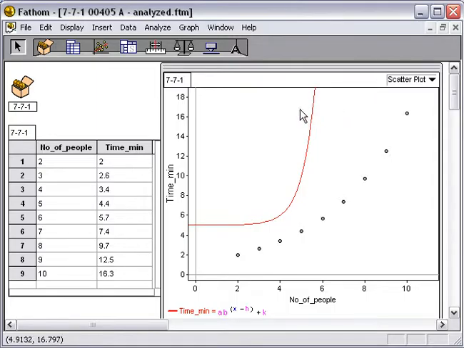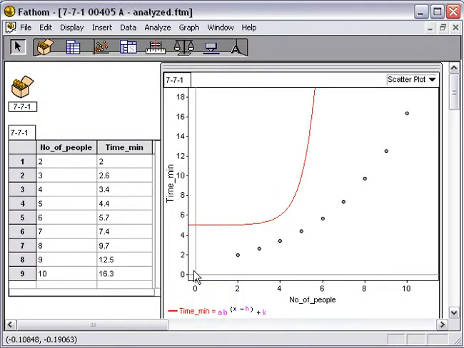Fit an exponential model through a scatter plot. First we have the data. It's the number of people that are going on a tour and the time in minutes for those people to assemble prior to starting on the tour.